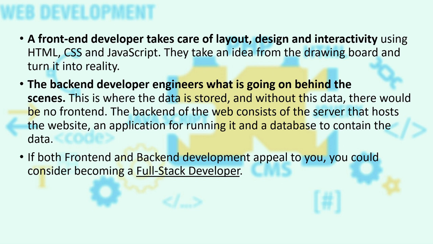Now, the backend developer engineers what is going on behind the scenes. This is where the data is stored, and without this data, there would be no front end. The backend of the web consists of a server that hosts the website, an application for running it, and a database to contain the data. Basically, the backend developer uses computer programs to ensure that the server, the application, and the database run smoothly together.